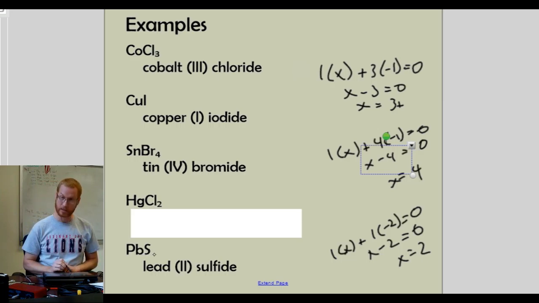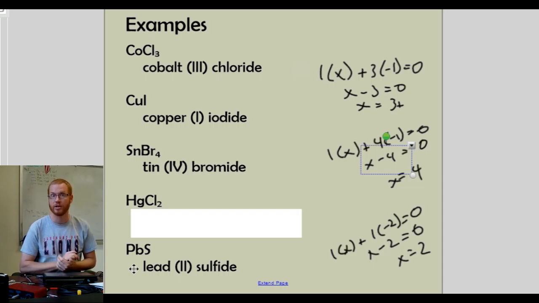Notice there is not a subscript of 2 anywhere in that compound. Okay, you can't look at the subscripts to figure out the Roman numeral. You have to look at charges. Have to. All right?